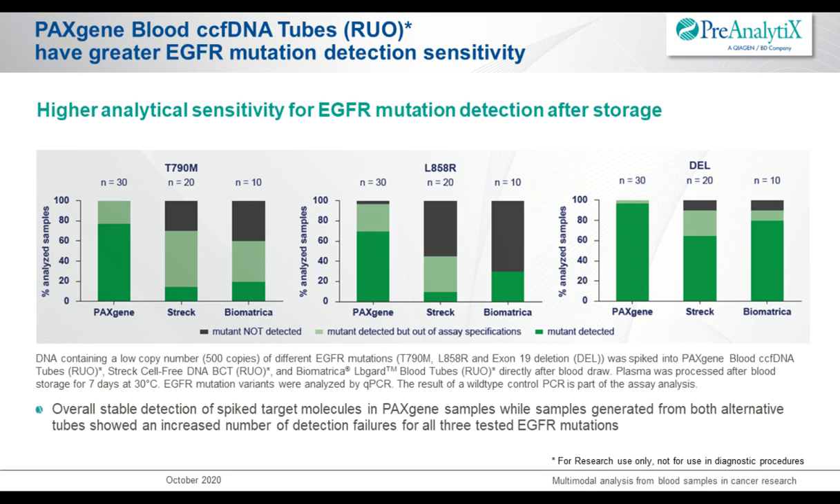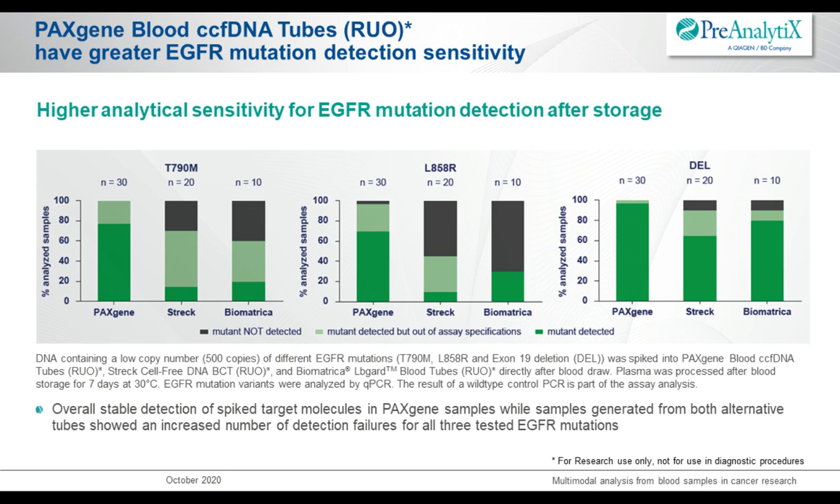So these 3 very prominent mutations were in this DNA, and we spiked in a very low number of copies, near the limit of detection of the assay that we used for detection. After 7 days at 30 degrees incubation, we removed the plasma from the blood cells and isolated ccfDNA, and then ran an assay which can detect these 3 mutations, a qPCR assay, and looked at the results.